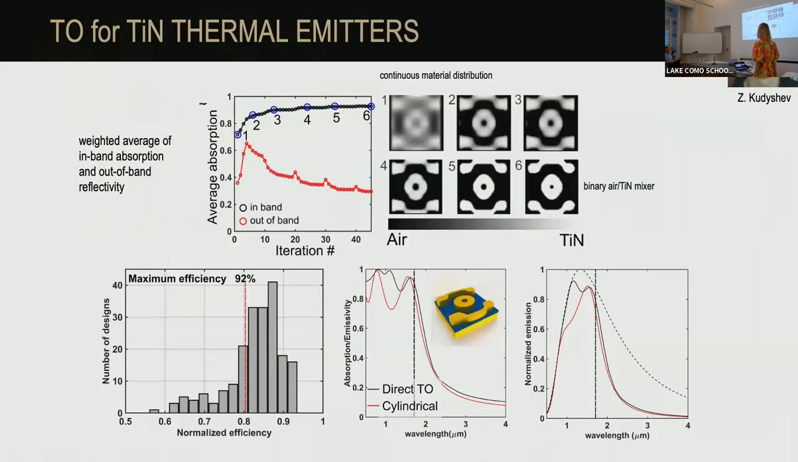We applied it to the concept of this metasurface, starting with a quasi-random distribution. You optimize your figure of merit, whatever you choose as a figure of merit for your device. In this case, it's just the in-band absorption to out-of-band reflectivity. You put some constraints. Again, Andrea mentioned how important it is to make sure that the structure can be fabricated and has a tolerance to fabrication imperfections. And then you can see some improvement from the cylindrical design, definitely.